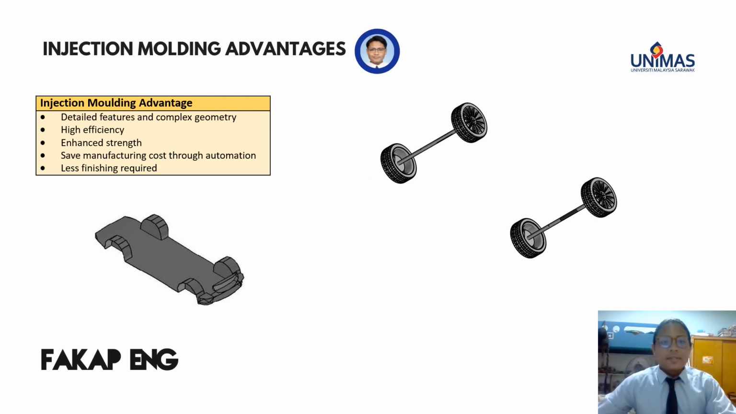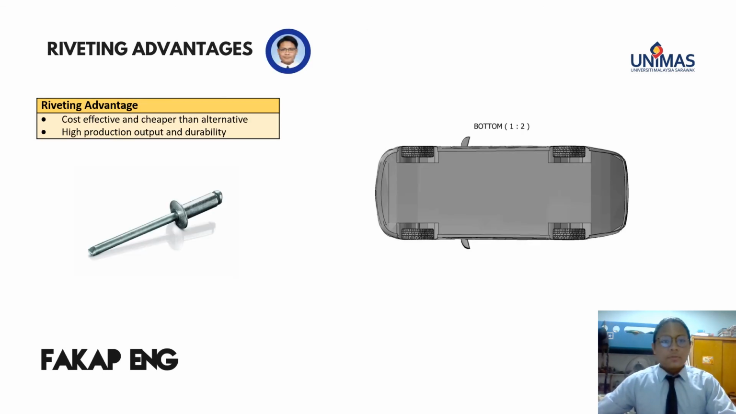The next process is injection molding. The advantage of injection molding is detailed features and complex geometry, high efficiency, enhanced strength, save manufacturing costs through automation, and it requires less finishing. For the final process, the advantage of riveting is it's cost effective and it's cheaper than the alternative, and it has high production output and durability.